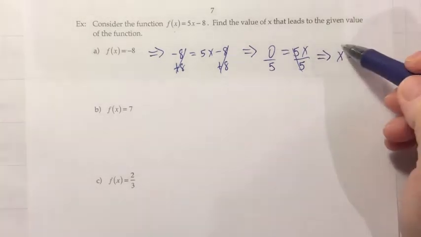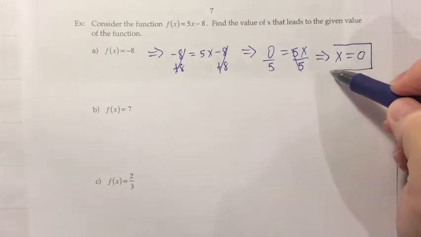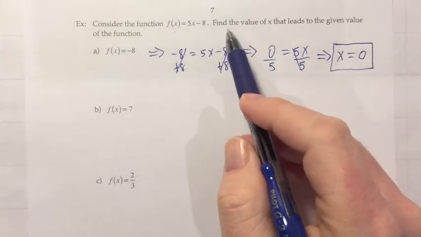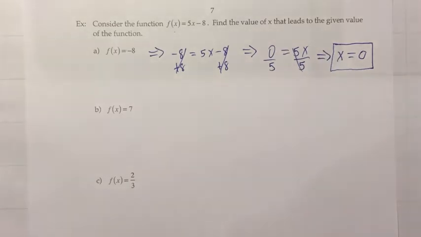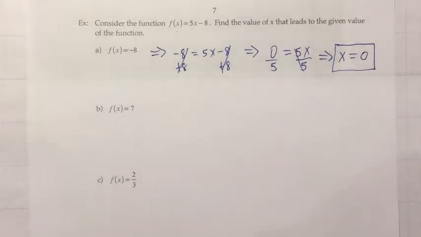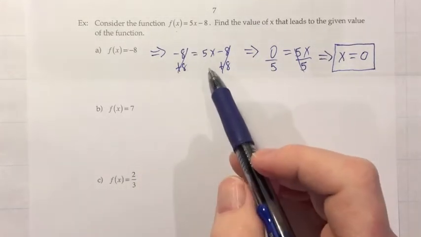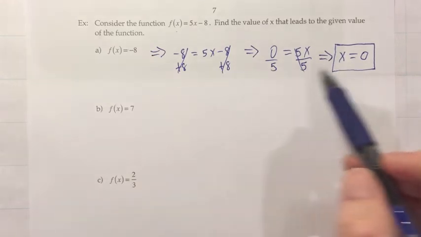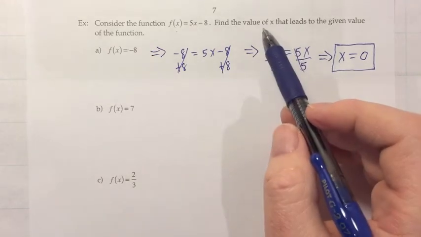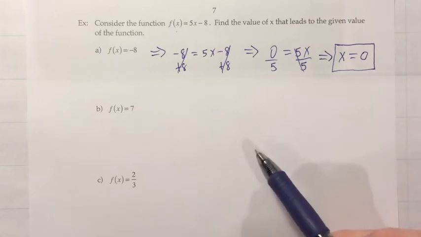And I just want to point out real quick that it makes sense that our answer would be an x value because they said find the x value that leads to the given value of the function. So even though we did this different than on the previous page, it seems like we're doing the right method perhaps, right? Because they were asked to find an x and we found an x.